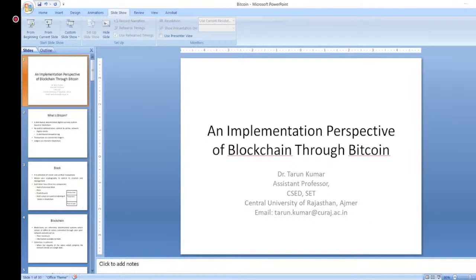This hash is a cryptographic hash. I will discuss it later. This particular block is linked with this index from the previous block. So the hash values are used as an indexing of the blocks in the blockchain.